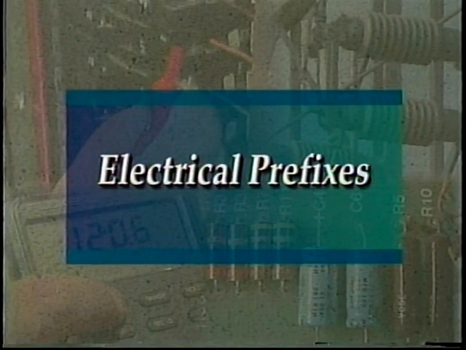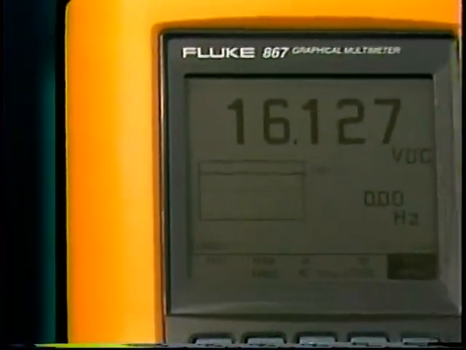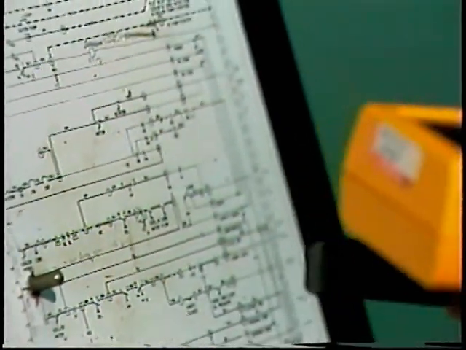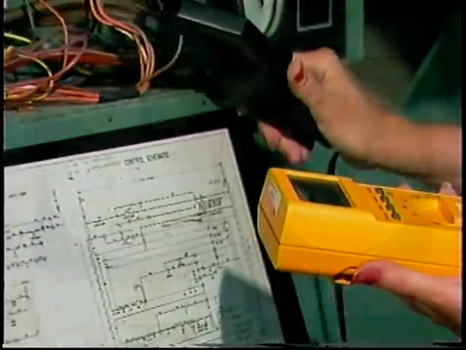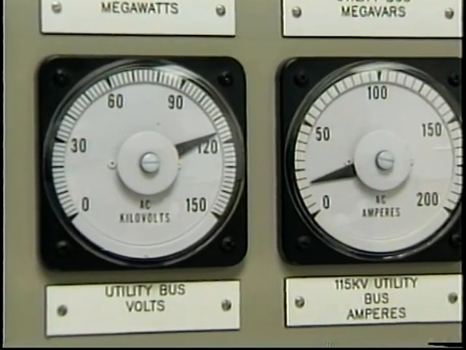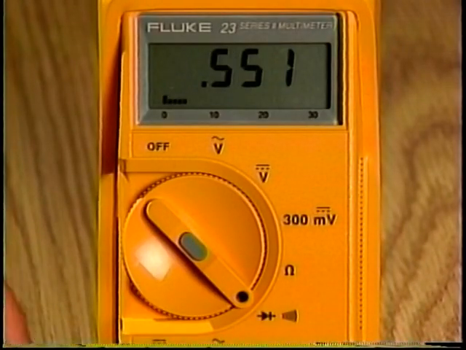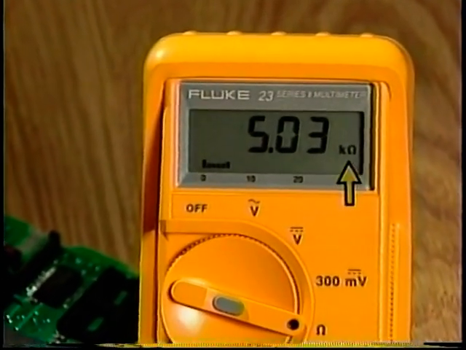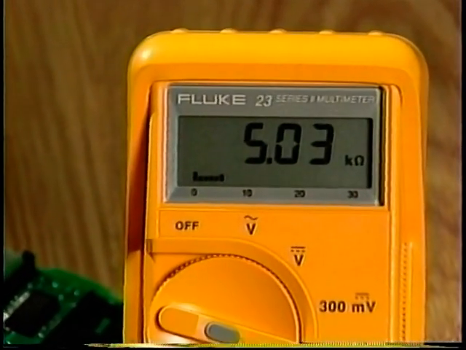Electrical prefixes. In the electrical field, numbers are commonly used when taking measurements, designing circuits, specifying equipment, and troubleshooting. Numbers used in the electrical field typically range from very large numbers to very small numbers. In order to simplify larger and smaller numbers, metric prefixes are used.